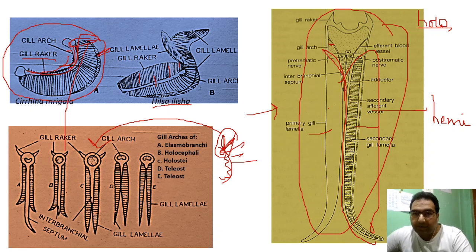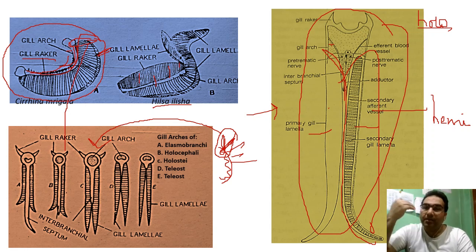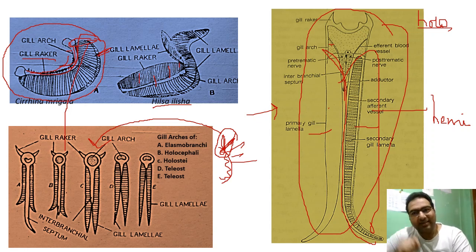So a gill comprises the primary gill lamella and secondary gill lamella. Now, secondary gill lamellae are present on the primary gill lamella so as to increase the surface area, which we shall be studying a little bit ahead. So we got to know about the gill structure.